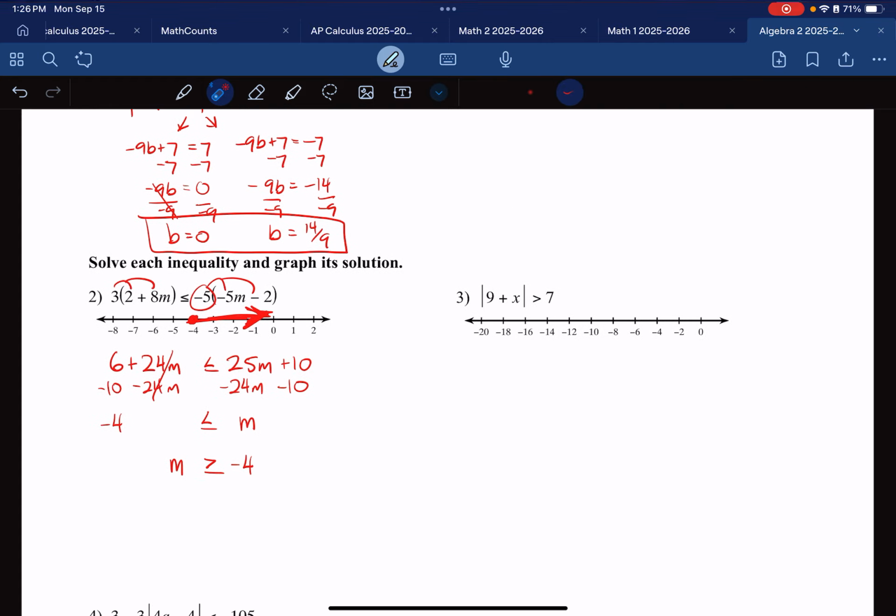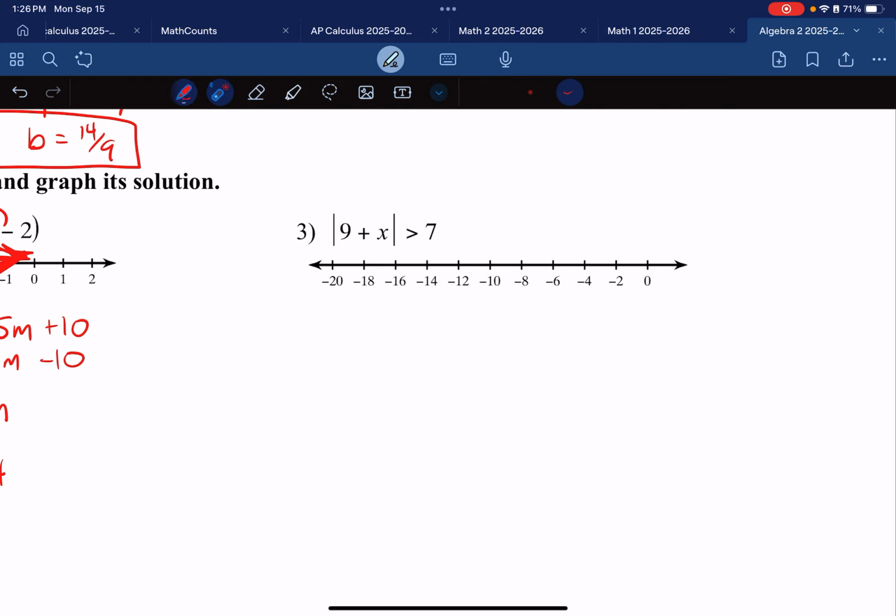Nice. Number 3, absolute value with an inequality. That was today's lesson. This is where I want to slow down because some students missed this today. Whenever we have an absolute value symbol, we need to isolate it, which has already been done. Number 4, we actually have to do a little bit more work. In this case, we just drop it.